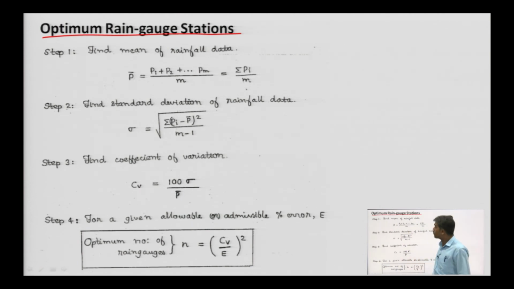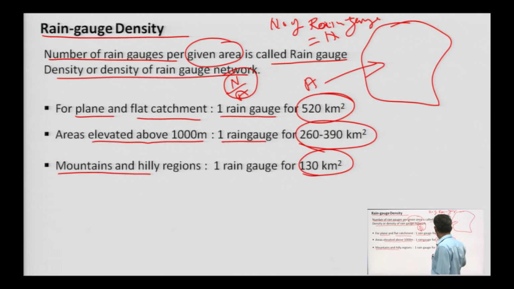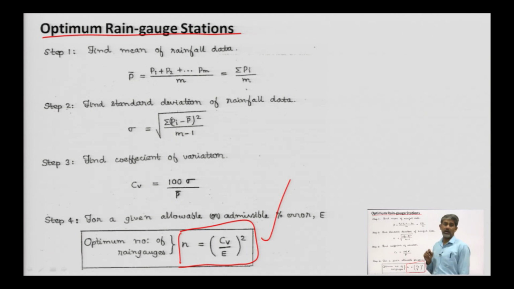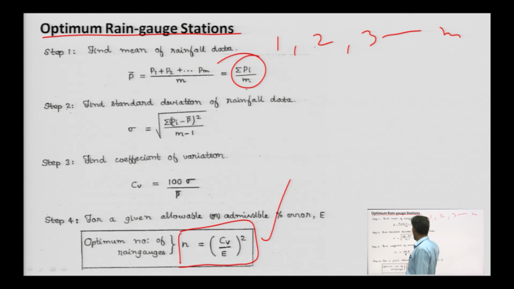Now, how to find the optimum number of rain gauge stations? That is not a fixed rule, this is the thumb rule only. If we want to find the optimum number of rain gauges, it can be calculated with the help of an expression, which is very simple. Find the mean rainfall of the data at different stations 1, 2, 3 and so on up to m. After having the mean rainfall, find the standard deviation, which is the square root of the summation of (Pi minus P mean) squared divided by m minus 1.